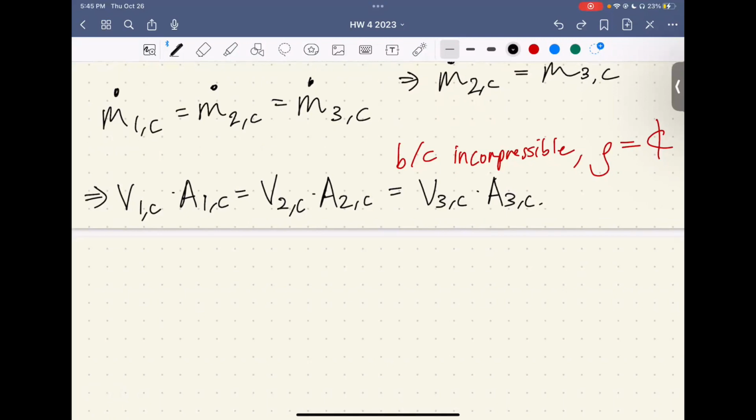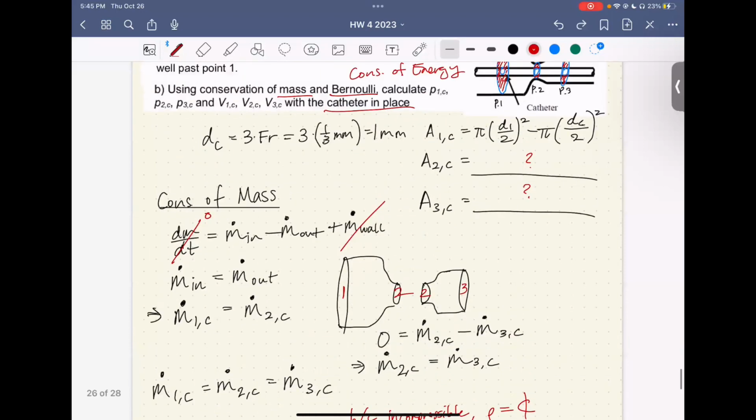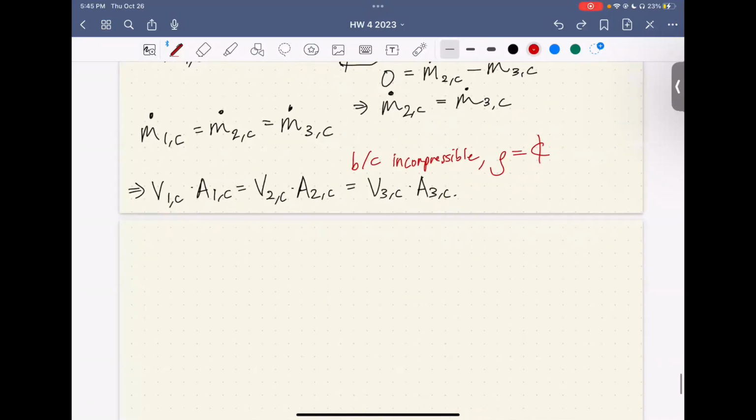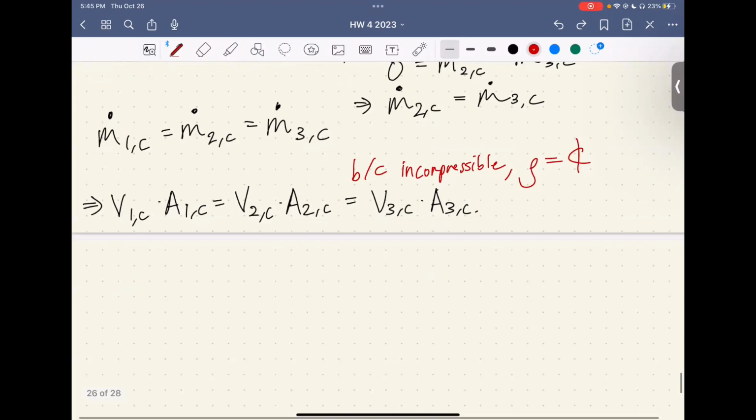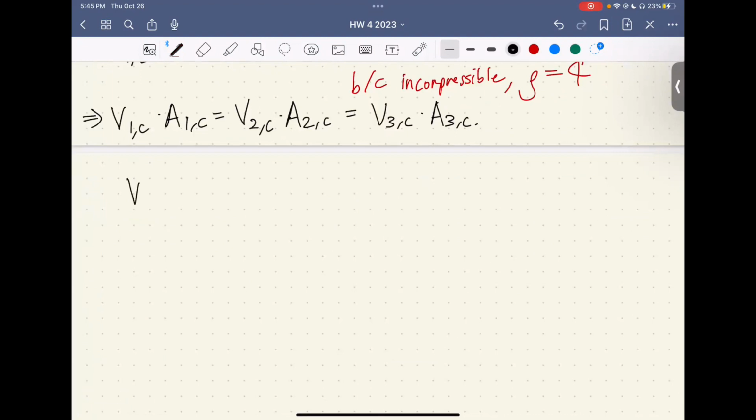Let's keep going forward. So what are we solving for here? Well, from earlier, we already determined the areas, A1C, A2C, A3C. So the question is asking for our velocities. So simply, we need to figure out the velocities. But we know velocity of 1 without the catheter is 40 centimeters per second, right? Not the velocity with the catheter. That is not what we were given. But let's think about it, right?